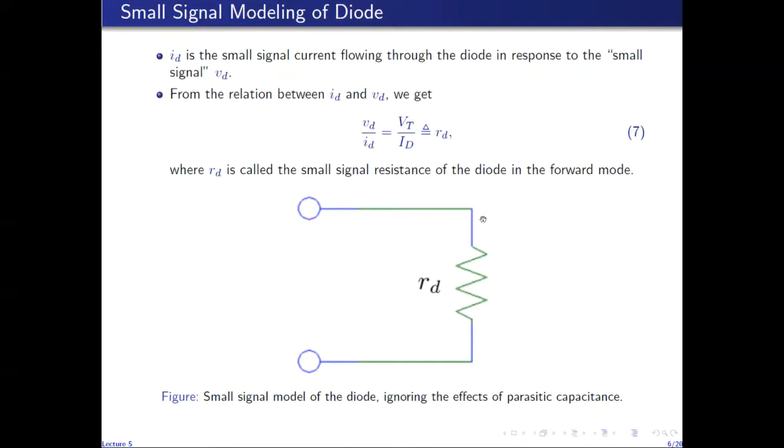So the small signal model of the diode is nothing but a small signal AC resistance, rd. Please note that in this model, I have ignored the effects of the internal capacitances. So this is a simplified small signal model of the diode without such effects of parasitic capacitances.